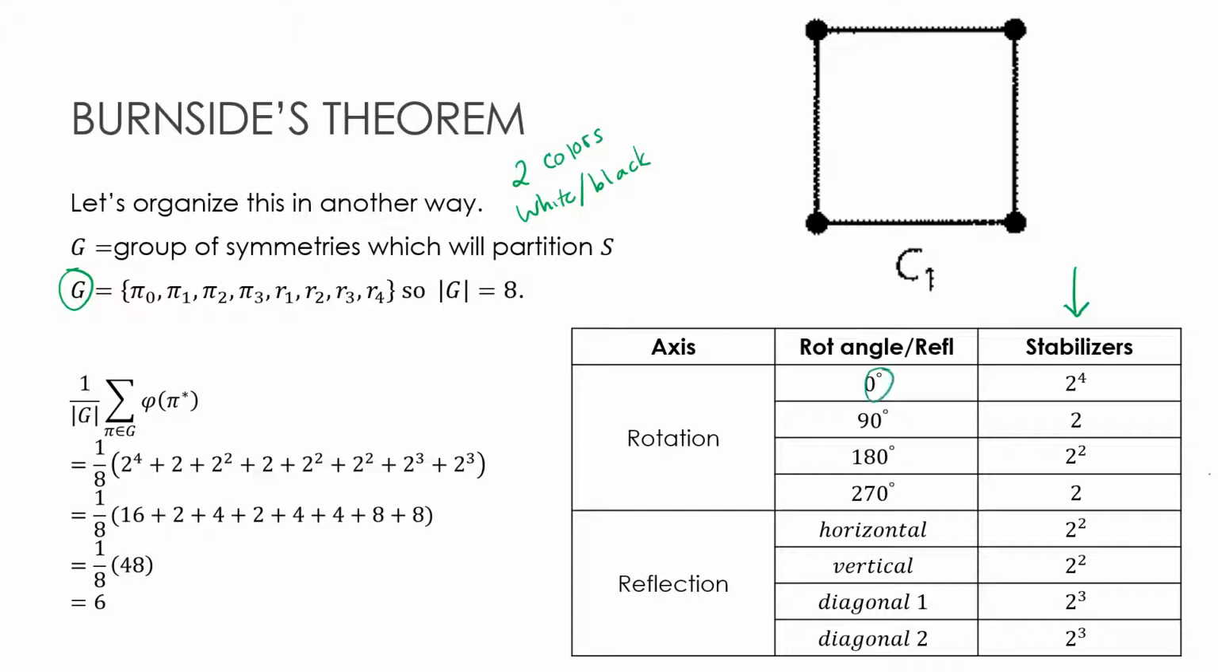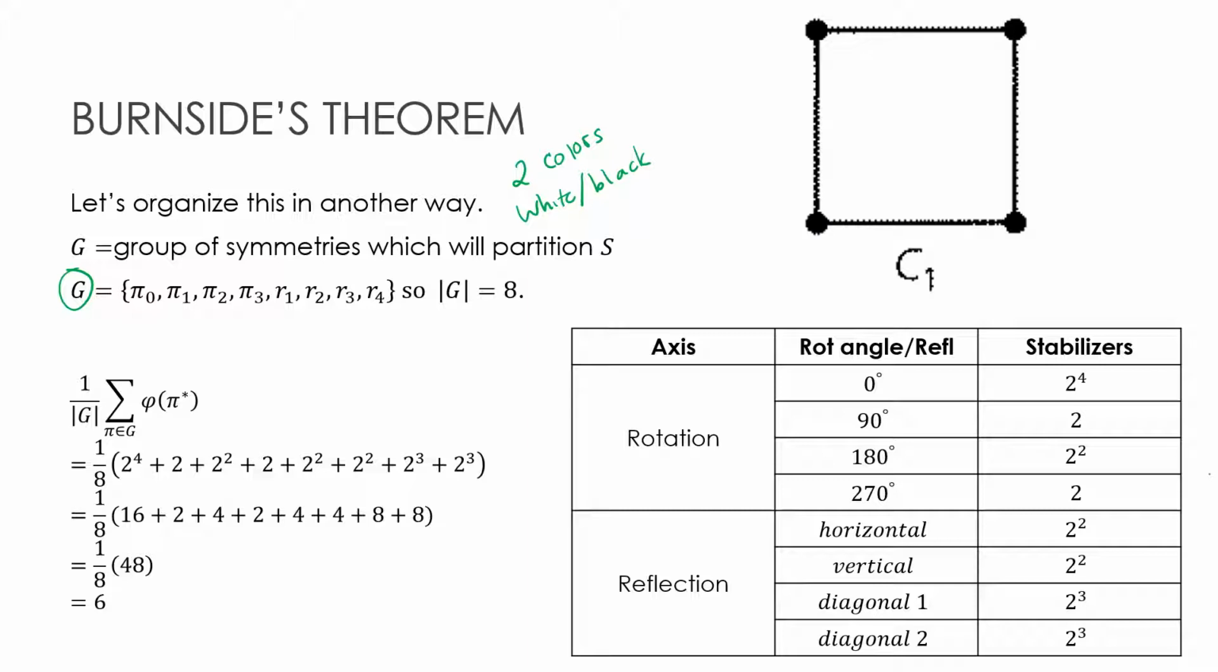If I don't rotate anything at all, 0 degrees, how many colors can this vertex be? Well, it can be 2. How many can this be? It can be 2. It can be anything, because I'm not moving it at all, so nothing has to line up or match up, so I get 2 to the 4th. That's what's stabilized. Everything, which was my original 2 to the 4th. Great. Let's take a look at 90.